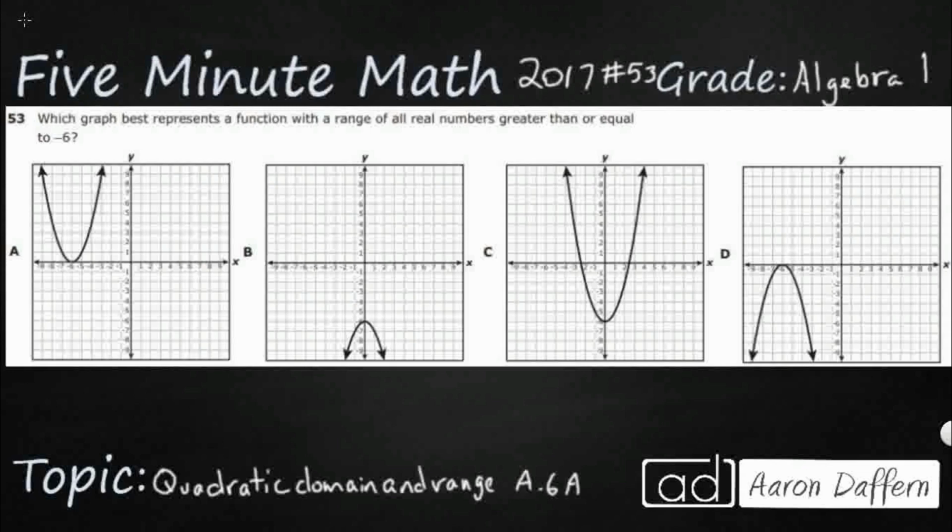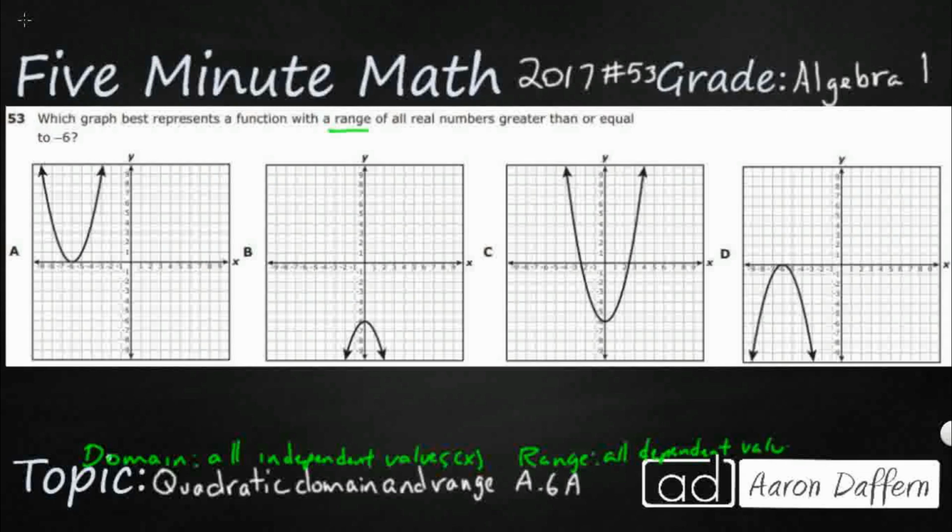So we're looking for the graph that best represents a function with a range of all real numbers greater than or equal to -6. So let's define our terms here. Sometimes we are asked for the domain. The domain is going to be all of our independent variable values, and so that's typically going to be our x values. And when we're looking for the range, which is what we are doing in this particular problem, it's going to be our y values, or all our dependent variable values.